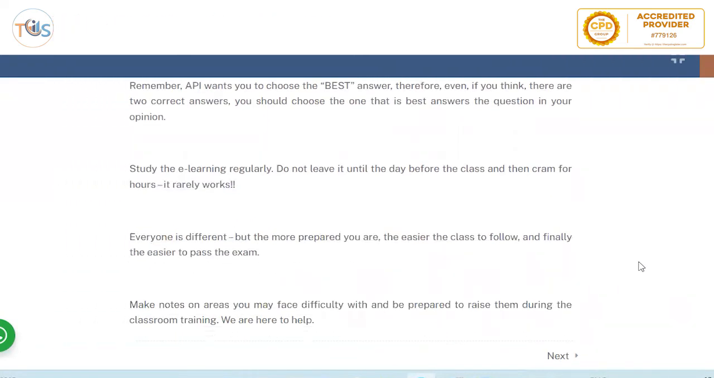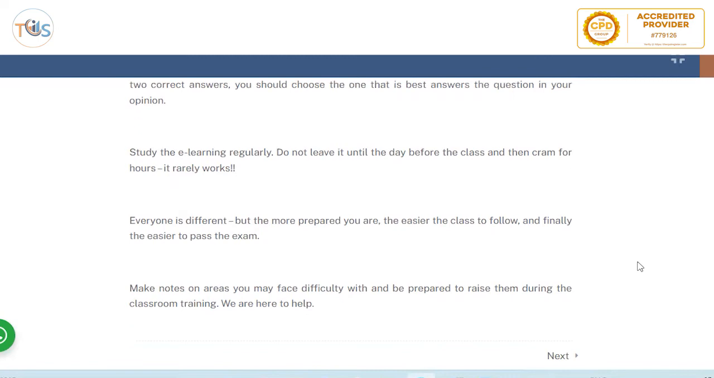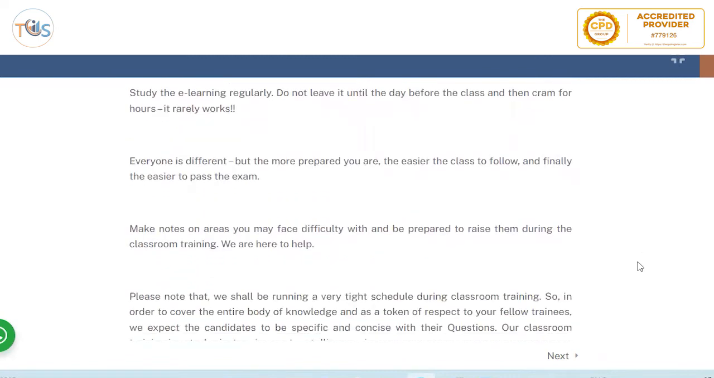Study regularly. Do not leave it until the day before the class or cram it for hours. It normally doesn't work that way. Everybody is different in the way they study, so choose your own pace, and choose the way that's easier for you to pass the exam. Make notes on areas that you have difficulty with and raise them during the classroom training.